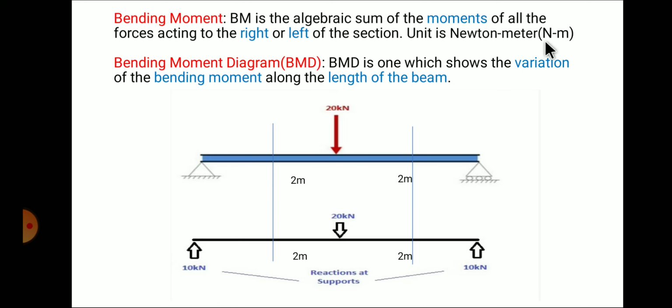The unit is Newton meter. Through the bending moment, whatever variations you are going to draw, we are going to call it the bending moment diagram or BMD. BMD is one which shows the variation of the bending moment along the length of the beam. The bending moment variations which you are going to see along the length of the beam, we are going to call the bending moment diagram.